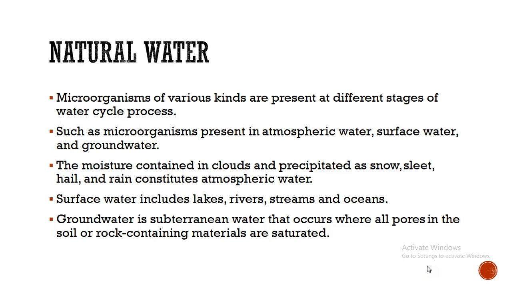Atmospheric water is the moisture which is contained in clouds and which is precipitated as snow, sleet, hail, and rain. The microbial flora of this water is contributed by the air. In effect, the air is washed by atmospheric water, which carries with it the particles of dust to which microorganisms are attached. Most of the microorganisms are thus removed from air during the early stages of precipitation.